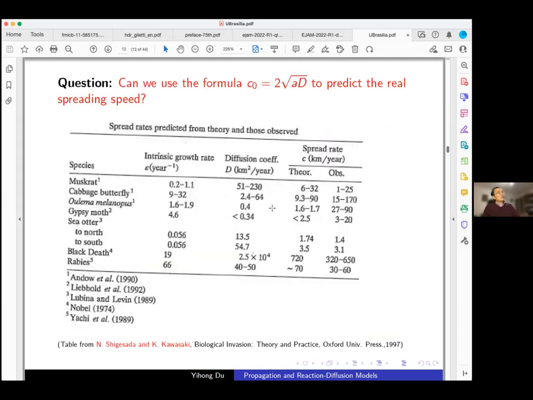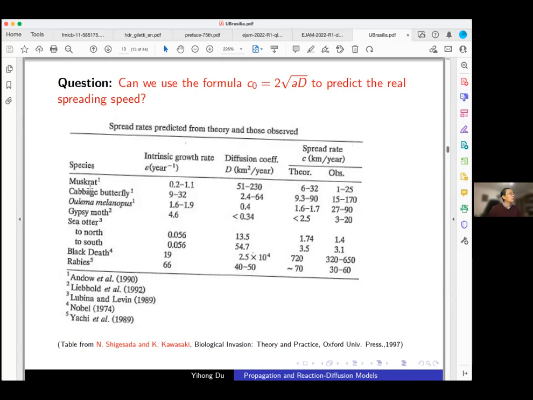But are these theoretical results really useful? Indeed, in different research, people looked at different species. They followed their spreading and compared the theoretical results to the observations. And of course, in ecology, there are two parameters, A and D, in the model. These are not mathematical papers, so they use a kind of epsilon to represent A, the growth rate, and also use D to represent the diffusion coefficient.